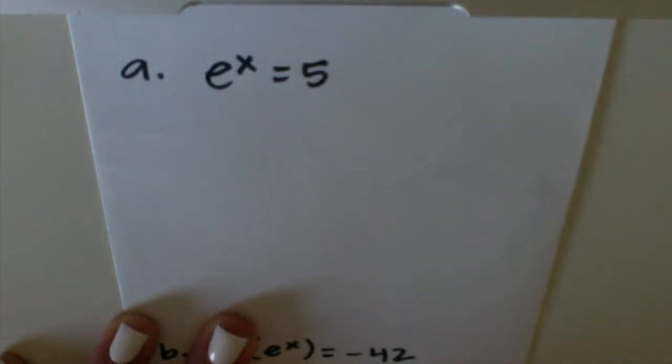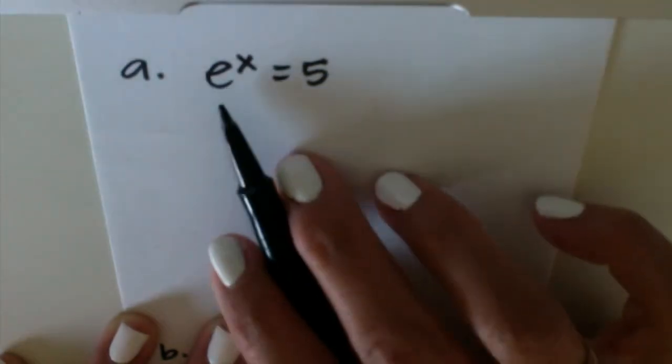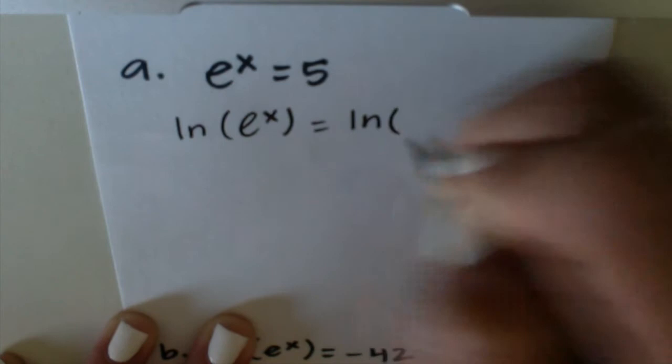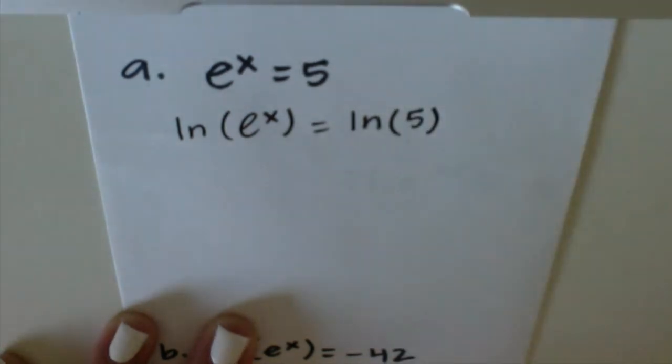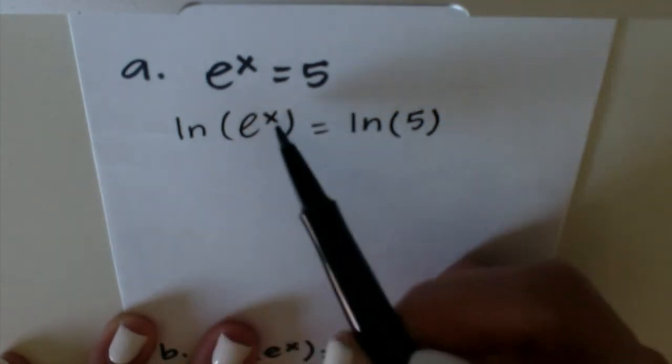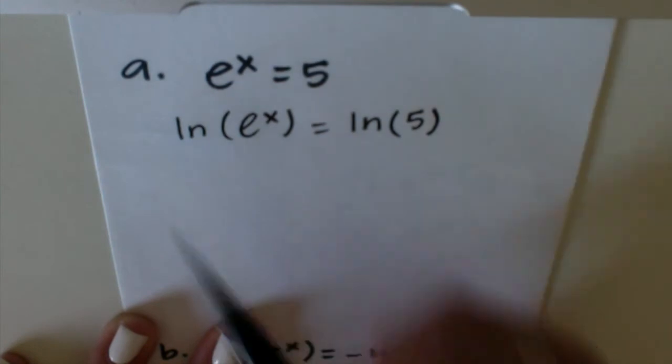So what we're going to do is we're going to take the natural log of both sides because the base number is e. So we're going to go natural log of e to the x, and then do the same thing on the other side, natural log of 5. Now, since we've taken the natural log of both sides, we can move this exponent into the front.